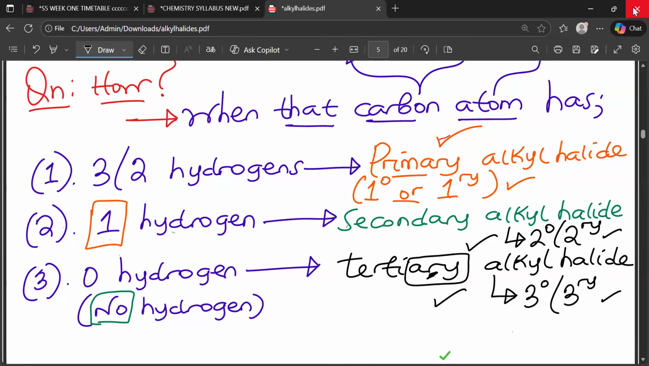But someone may be like, how do you know it has 2 hydrogens? How do you know it has 1 hydrogen? I'm seeing someone called Richard is marking our work. Thank you, Richard. You can even comment.